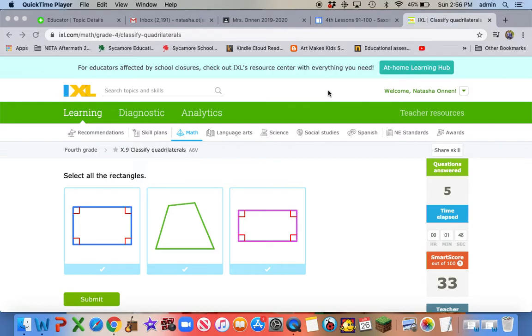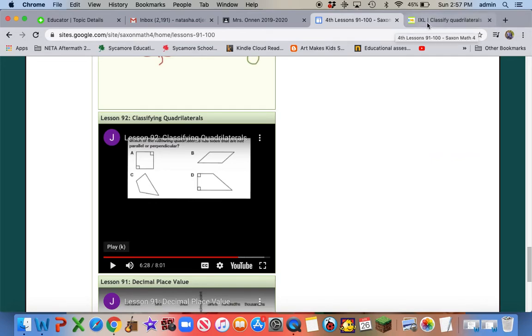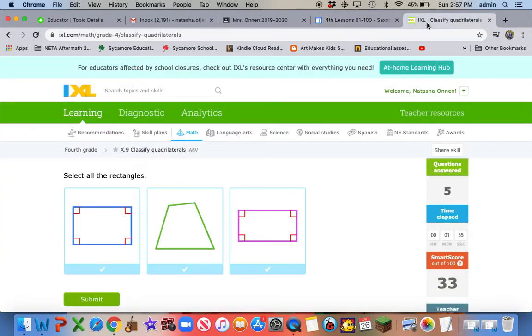Hi, fourth graders. In math today, we are on lesson 92, classifying quadrilaterals. Well, first of all, if you have quadruplets, which would be a lot, it means that you would have four children at the same time. So quad means four. So a quadrilateral has four sides.